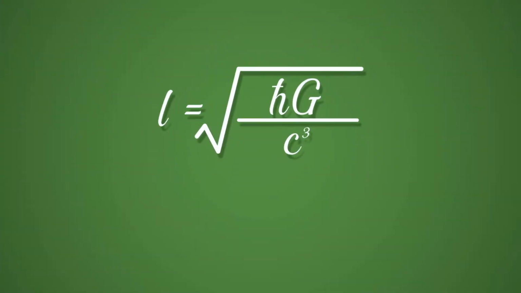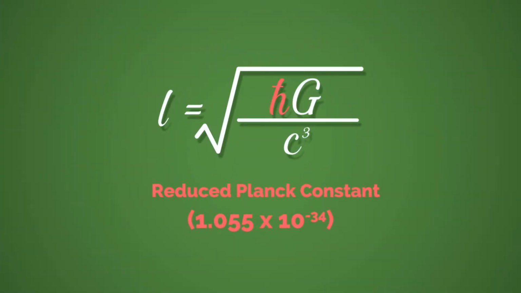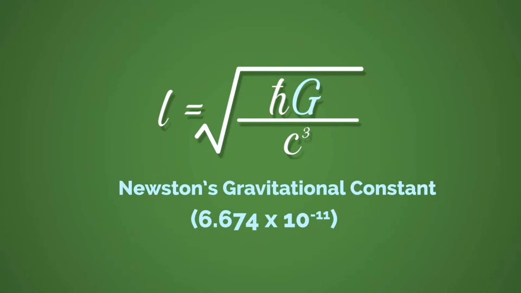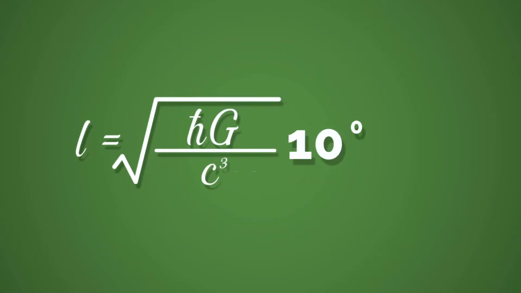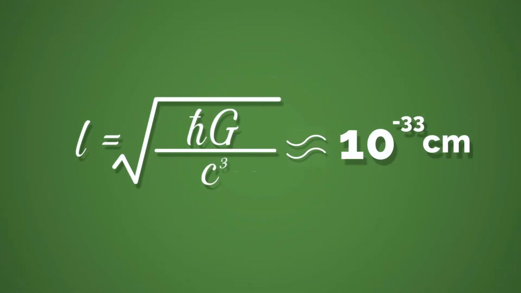But what is truly amazing about Planck length is that it can be expressed using this equation. The h with a little bar on it is the reduced Planck constant, a number used in quantum mechanics. G is Newton's gravitational constant, and c is the speed of light. This equation unites three of the most fundamental constants in physics.